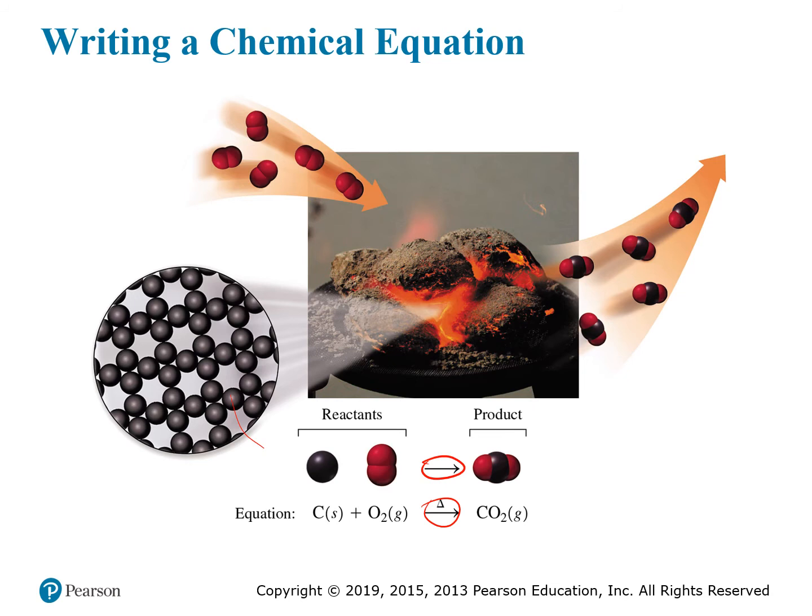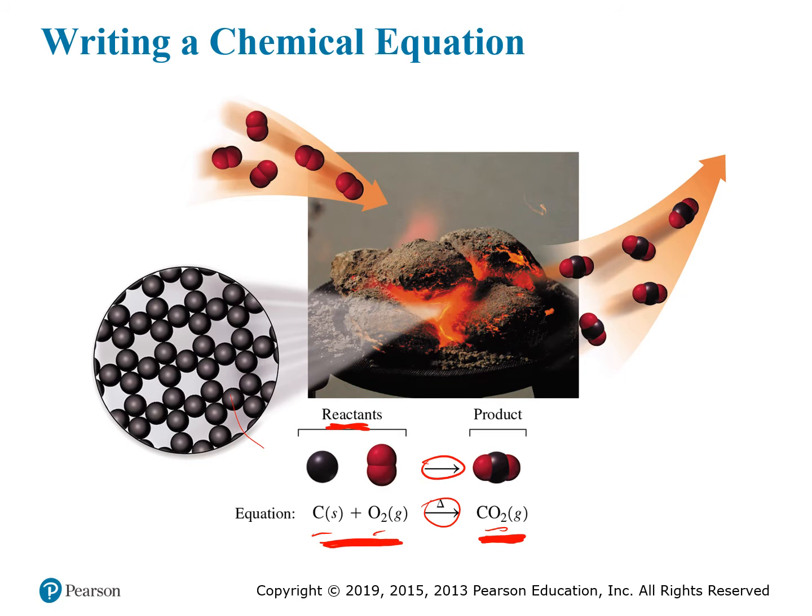On the left side of the arrow, you have the substances you start with that go into the reaction. These are called the reactants, the things that react. In this case, we have carbon and oxygen. On the right side of the arrow, you have the products, the things that come out of the reaction that you end up with. In this case, you have CO2, carbon dioxide. So you have reactants transforming into products.